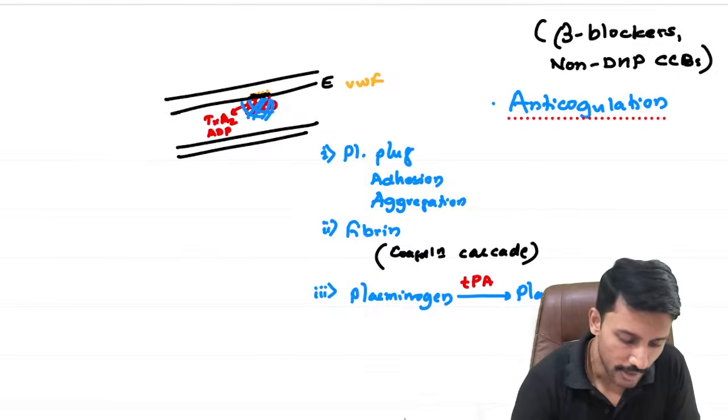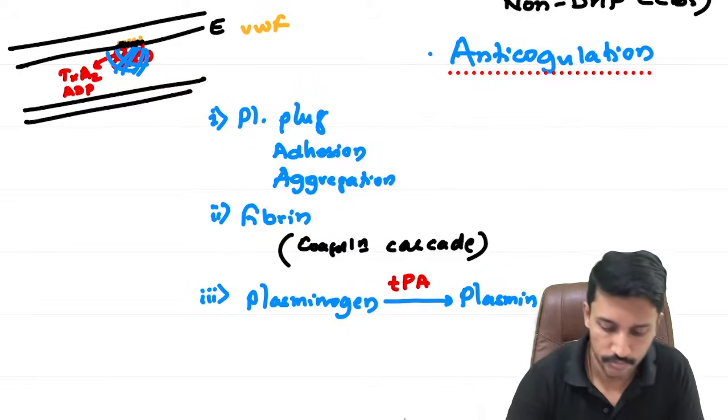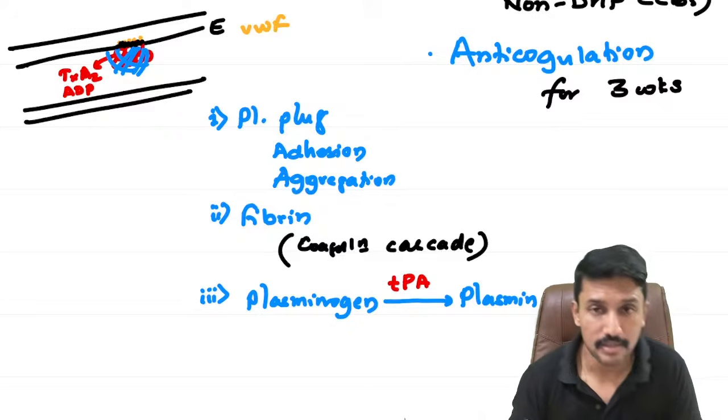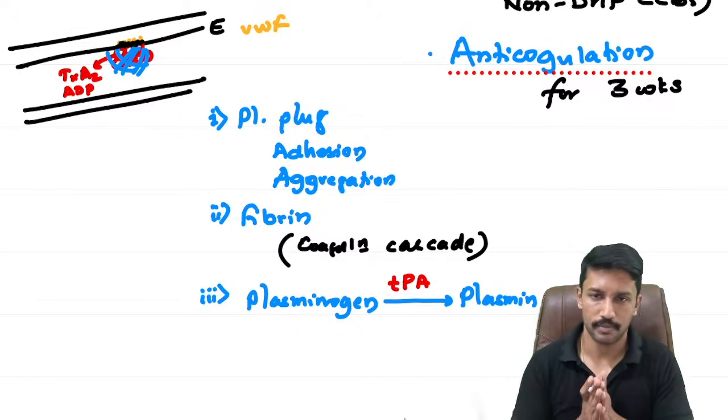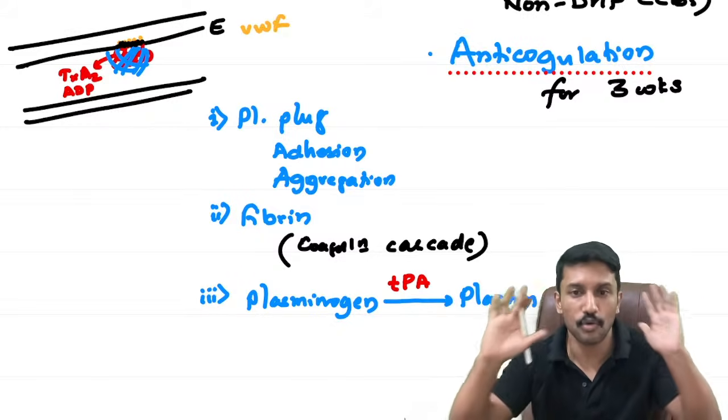So how many days of anticoagulation is required for the clot to naturally disappear? It takes around 3 weeks. So we do anticoagulation for 3 weeks. So by 3 weeks, the clot will be almost gone. So after 3 weeks, the presence of clot is no more a concern for us.